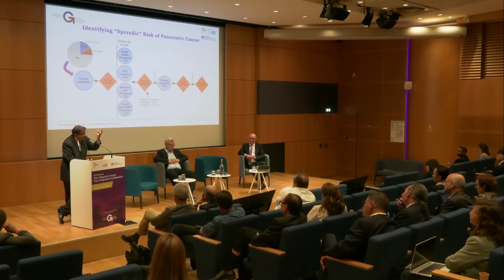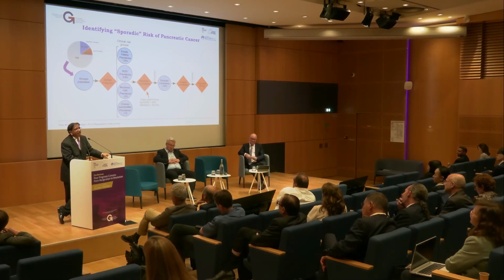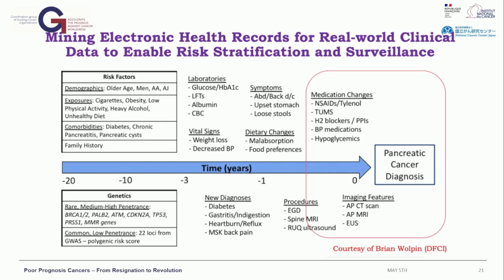So the sporadic population is where there's a lot of activity going on trying to define who is at risk. And this is where I think AI can really help. This is a slide from Brian Wolpin at Dana-Farber. And in fact, there's a lot of activity going on right now, mining EHR, electronic health records, to find patterns that you may not think are important, but that may be contributing to an algorithm that can identify who is at risk for pancreas cancer.